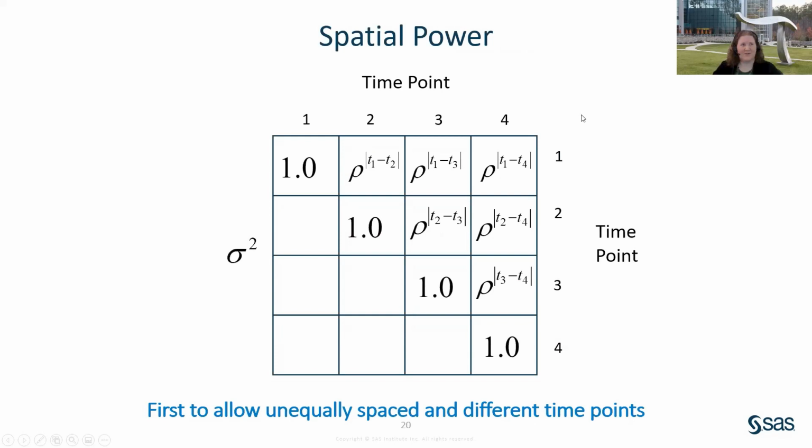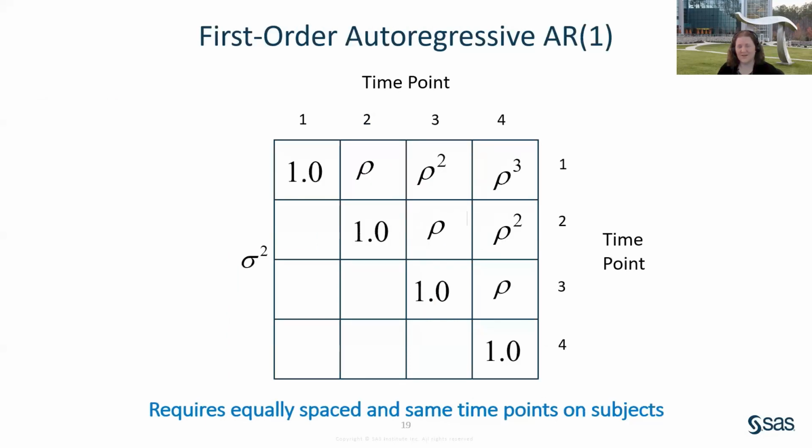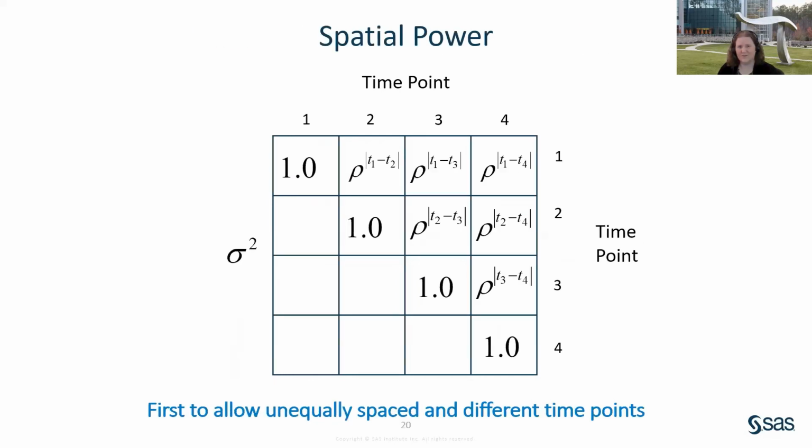Now I want to talk about a covariance structure that is going to work for you if you have time points that are different on every subject, and you also have unequally spaced time points. Right, so far we've had some conditions like unstructured requires the same time points on all subjects, and then autoregressive requires equally spaced and the same time points on all subjects. If your time points are different for every subject and they're unequally spaced, you can use what's called a spatial structure. And there are many different kinds of spatial structures. This is the simplest one that I'm showing you, and this is called spatial power.